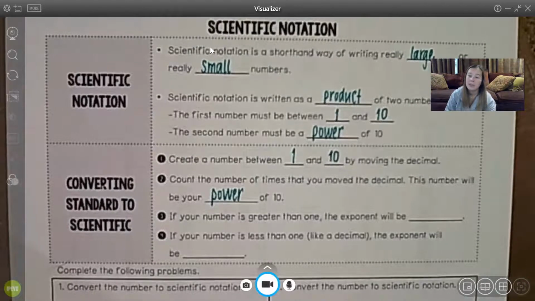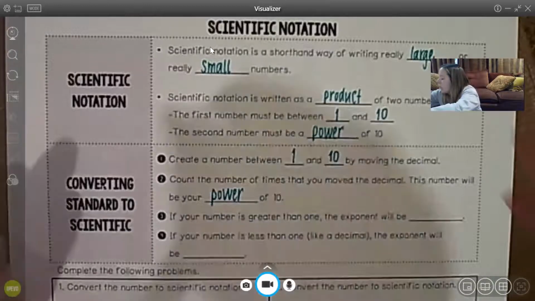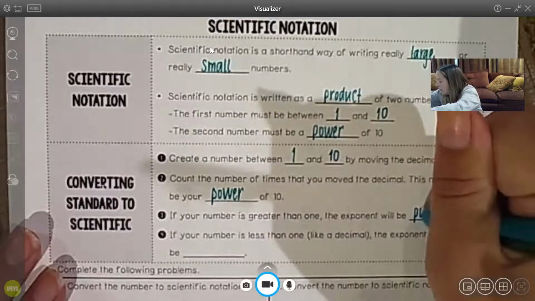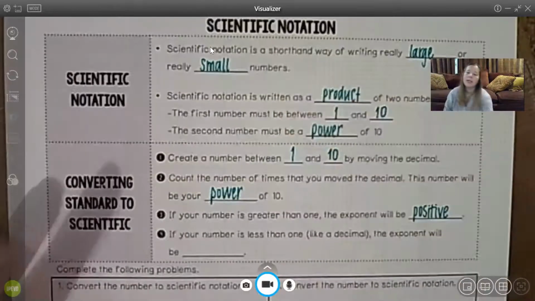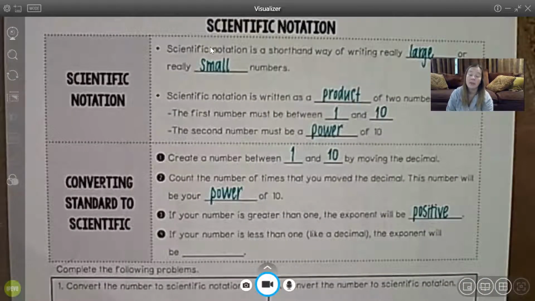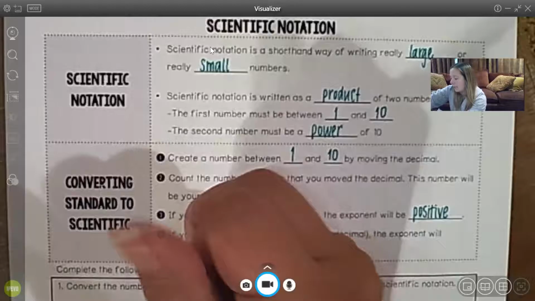If your number is greater than the number 1, the exponent will be positive. So if it's greater than the number 1, it will be positive. But if your number is less than 1, like a decimal, the exponent will be negative.